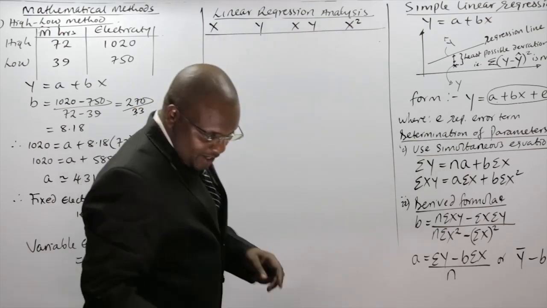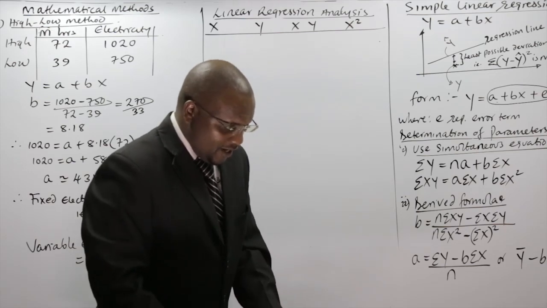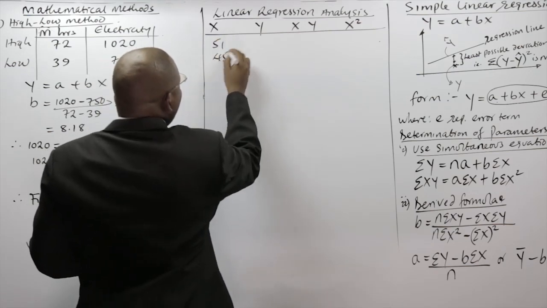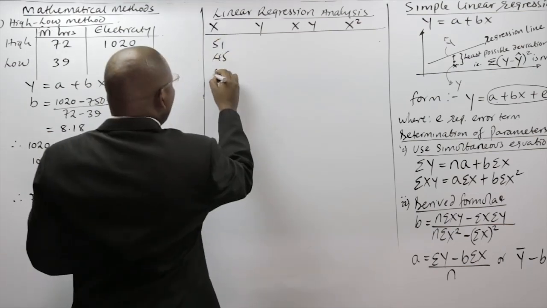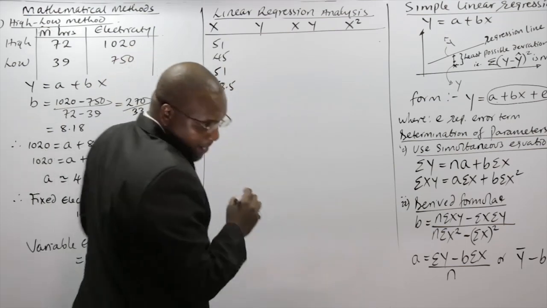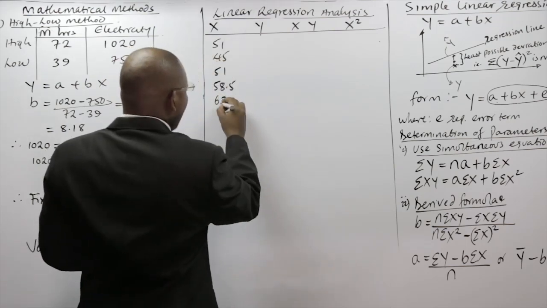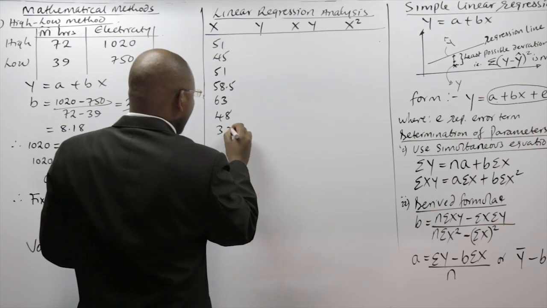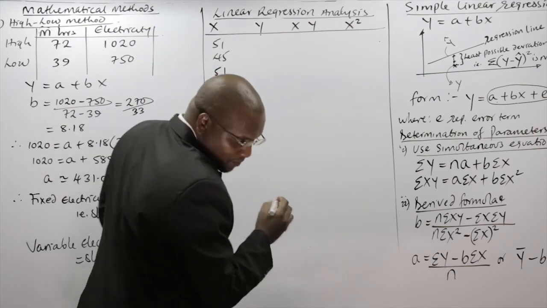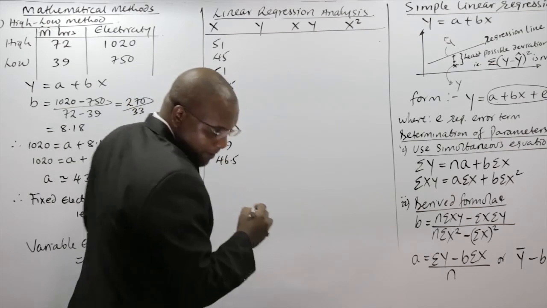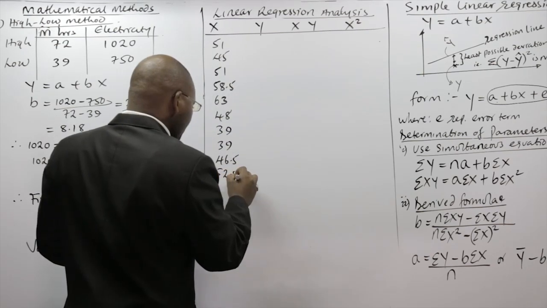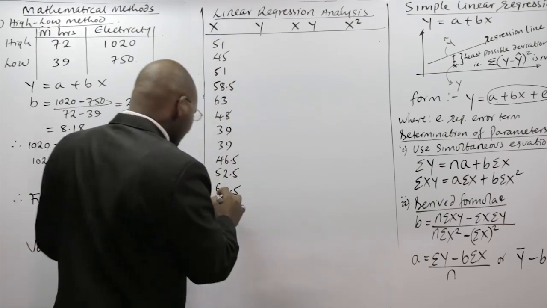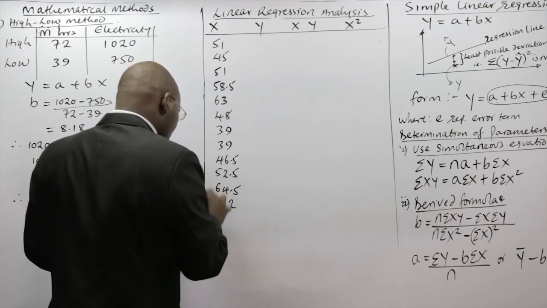So if you are to indicate these values, for machine hours, we are having 51, 45, 51 again, 58.5, 63, 48, 39, 39, 46.5, 52.5, 64.5, and 72. These are the values of machine hours.